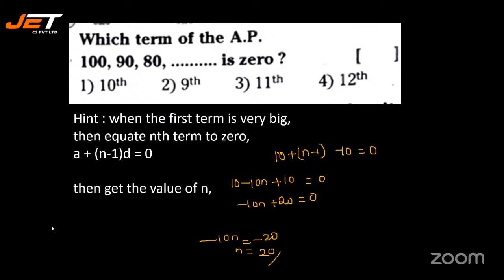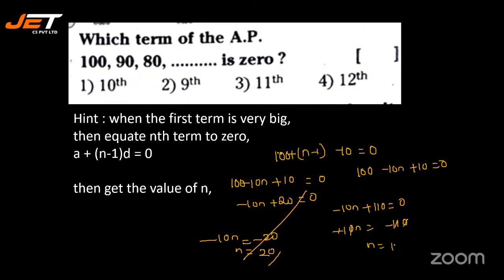All right, just let me quickly check. Oh, sorry. The first term is 100, isn't it? So 100, yeah. From this we can do 100 minus 10n plus 10 is equal to 0. So minus 10n plus 110 is equal to 0. Minus 10n is minus 110. Okay, so minus minus gets cancelled. So n is equal to 11. So the next term should be n equal to 12.